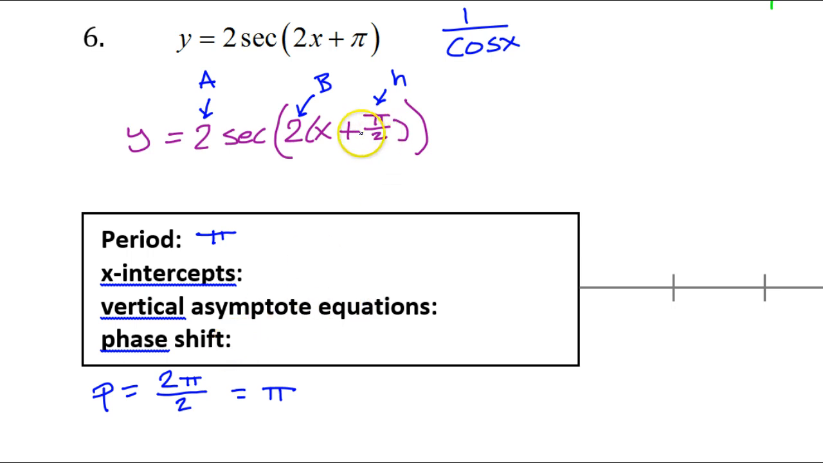The phase shift is right here, but it's going to be the opposite of what it looks like. So it will actually be a negative pi over 2, which is to the left.